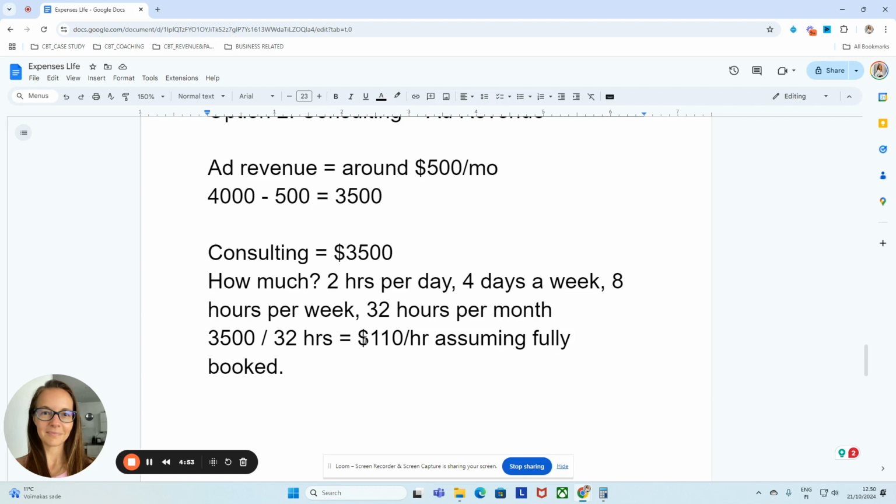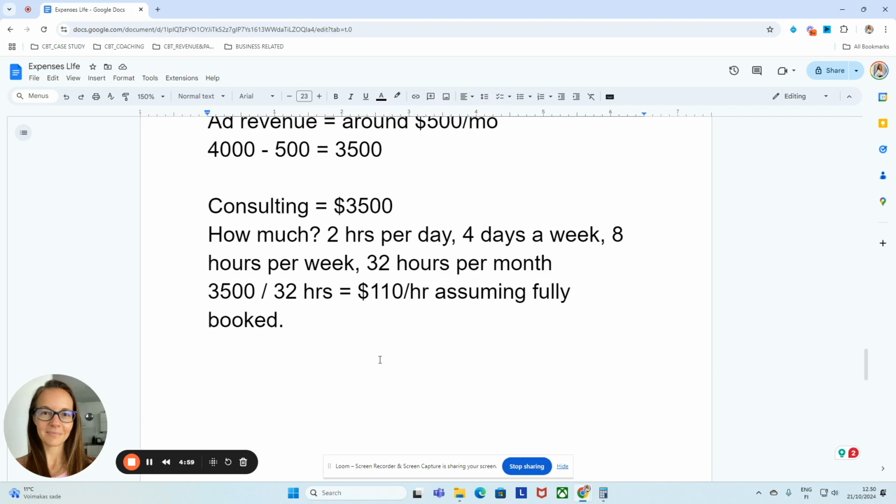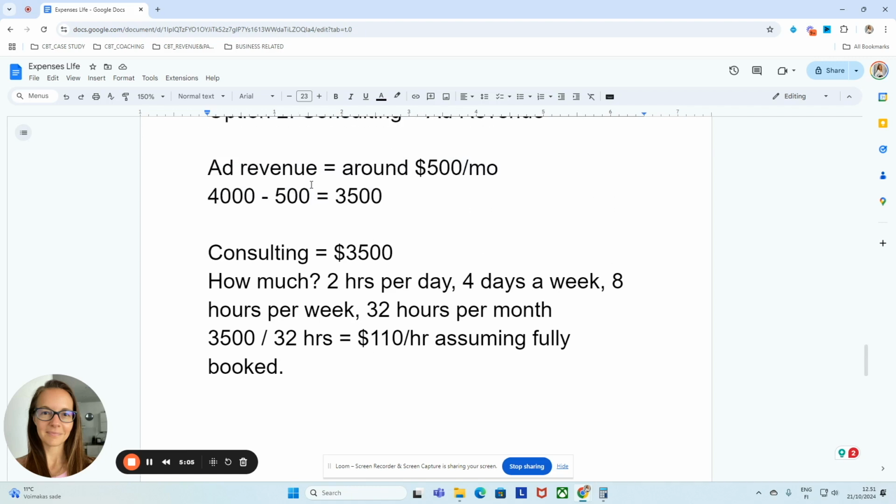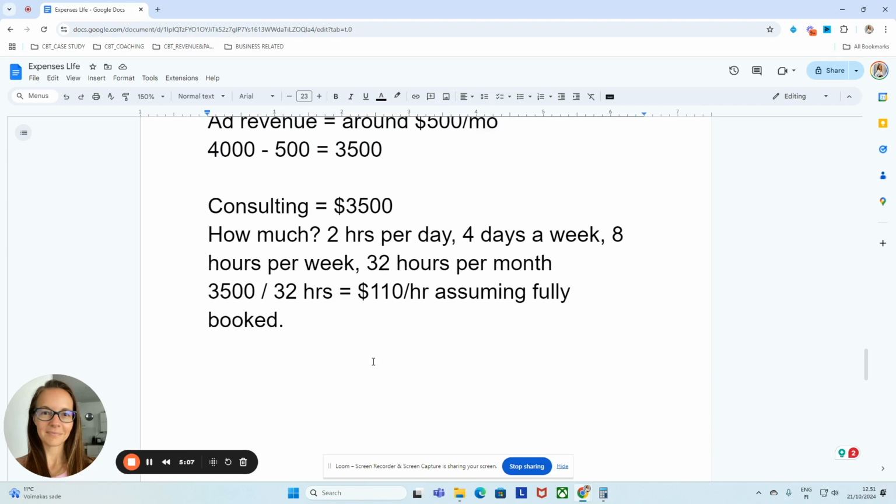So I would take this amount, 3,500, divided by 32, the number of meetings I could have in a month, and that would mean the rate would need to be $110 an hour, assuming fully booked and assuming people would pay that. I wasn't at this level when I first started YouTube. I wasn't comfortable charging $110 an hour. So this also didn't seem like the right path for me.